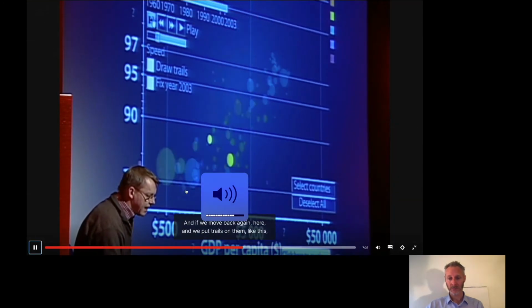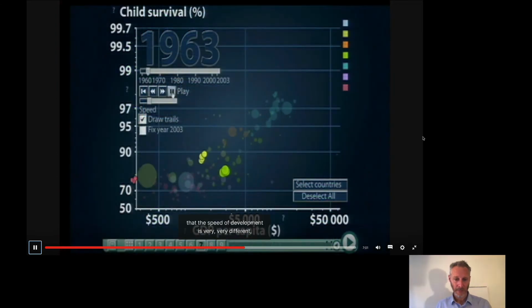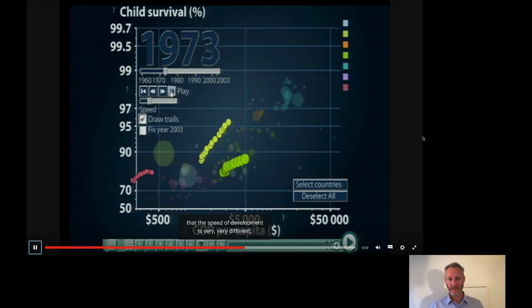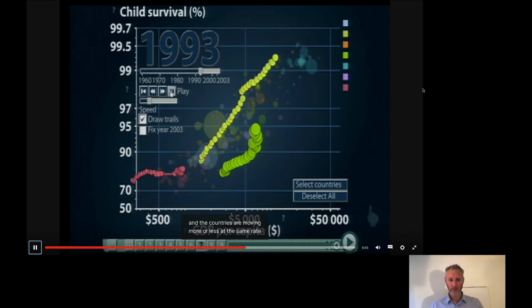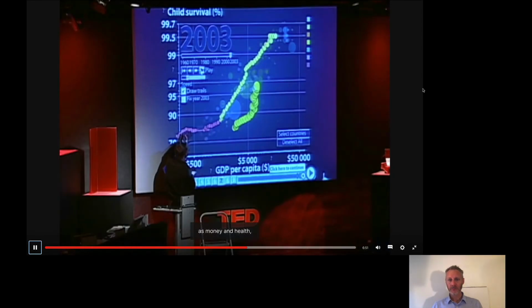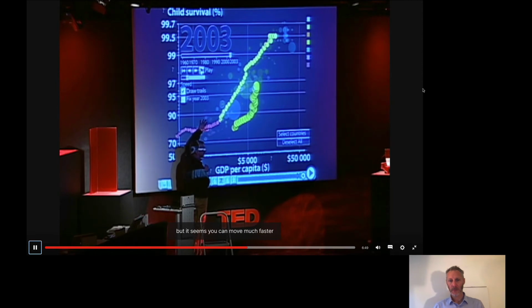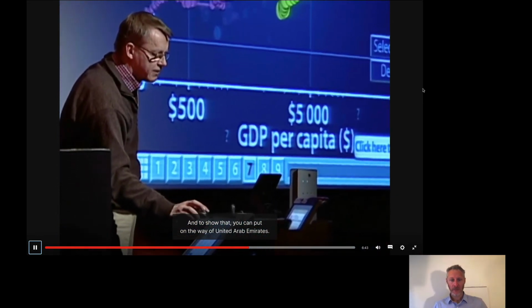Again here, and we put on trails on them like this. You can see again that the speed of development is very, very different. And the countries are moving more or less at the same rate in money and health. But it seems you can move much faster if you are healthy first than if you are wealthy first. And to show that, you can put on the way of United Arab Emirates.